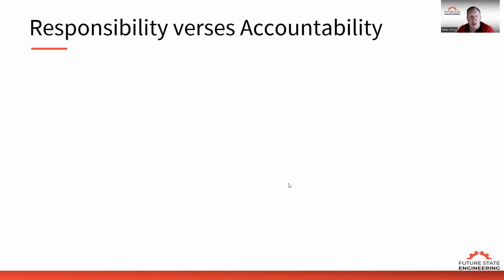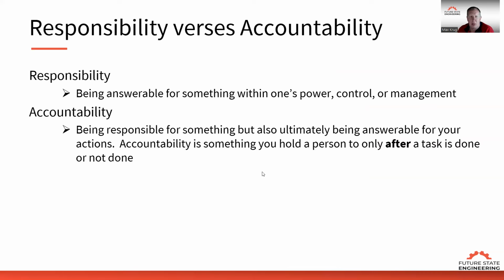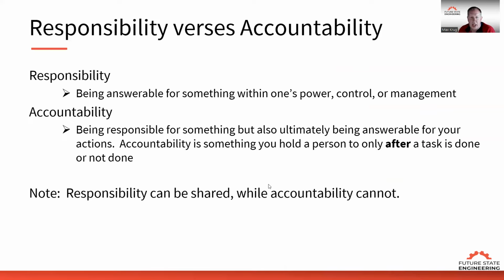Then once we do that, we need to build accountability into the process. So what is responsibility and what is accountability? Responsibility is being answerable for something within one's power, control, or management. Accountability is being responsible for something and ultimately being answerable for your actions. Accountability is something you hold a person to only after the task is done or not done, whereas responsibility can be shared and accountability cannot.